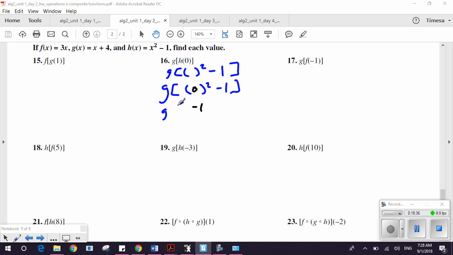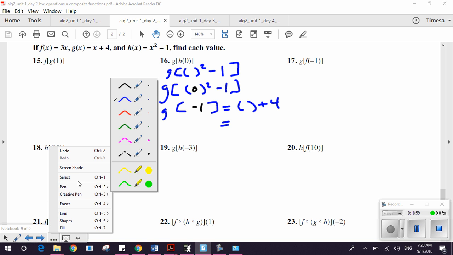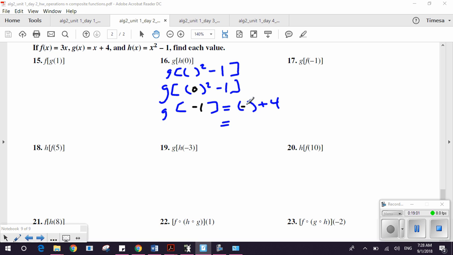Bring down your g, your brackets. So now you're going to find g at negative 1. In other words, you're going to take the g function, which is x plus 4, open up a parentheses for x, and then plus 4. So in that parentheses, we're going to put negative 1 now. So negative 1 plus 4 is positive 3.